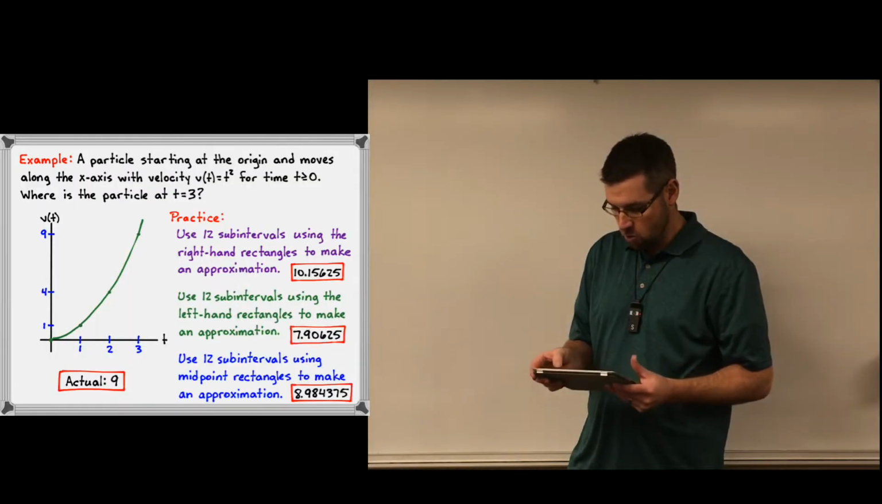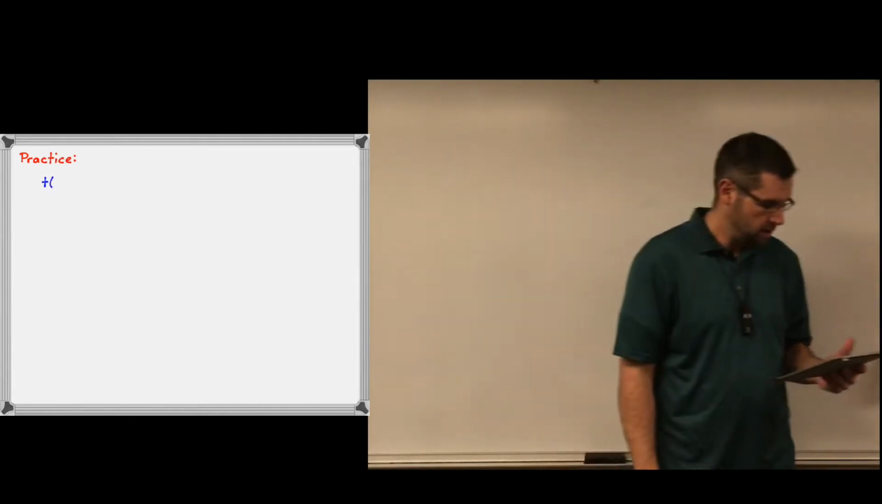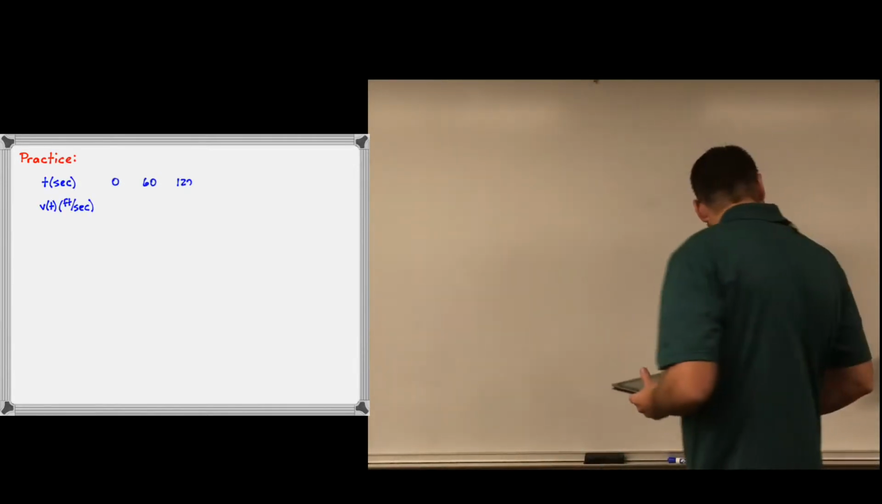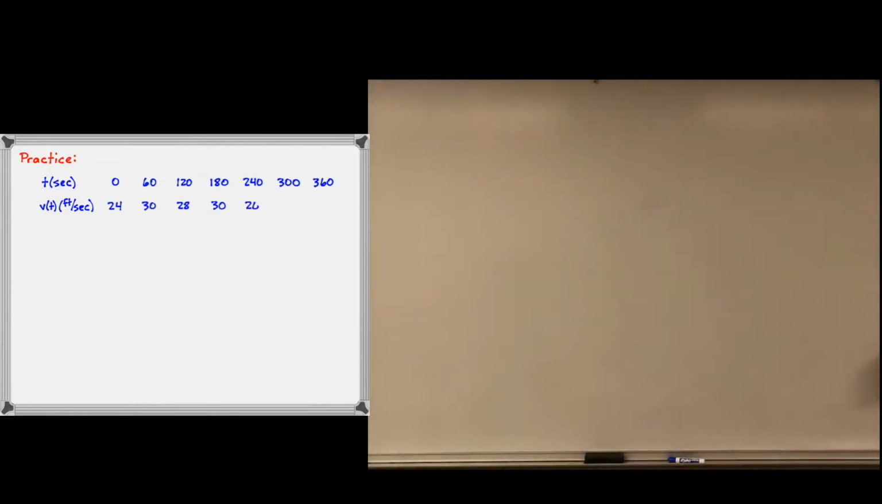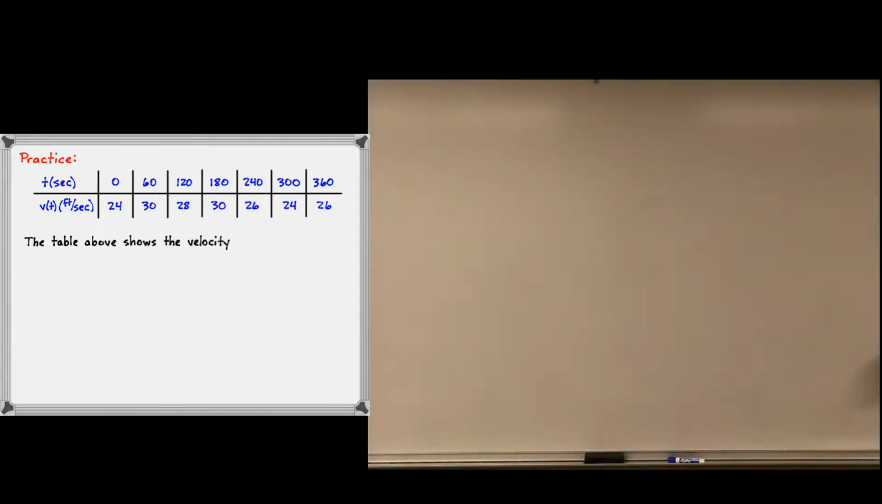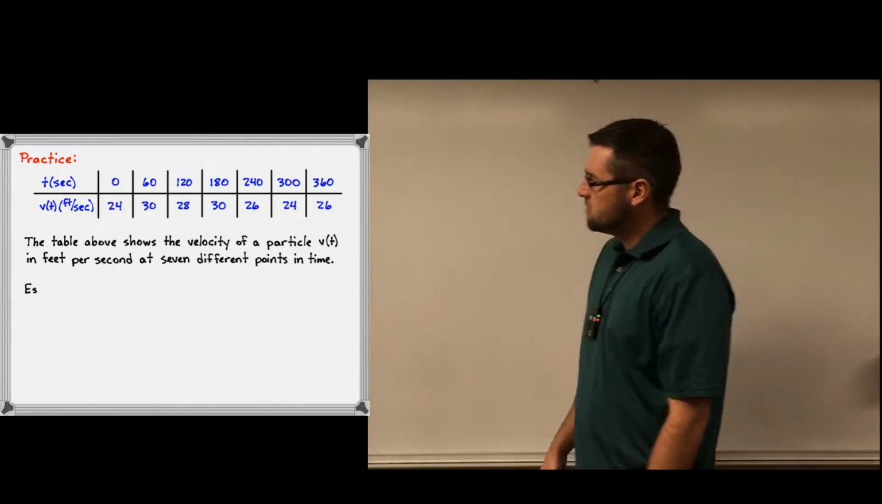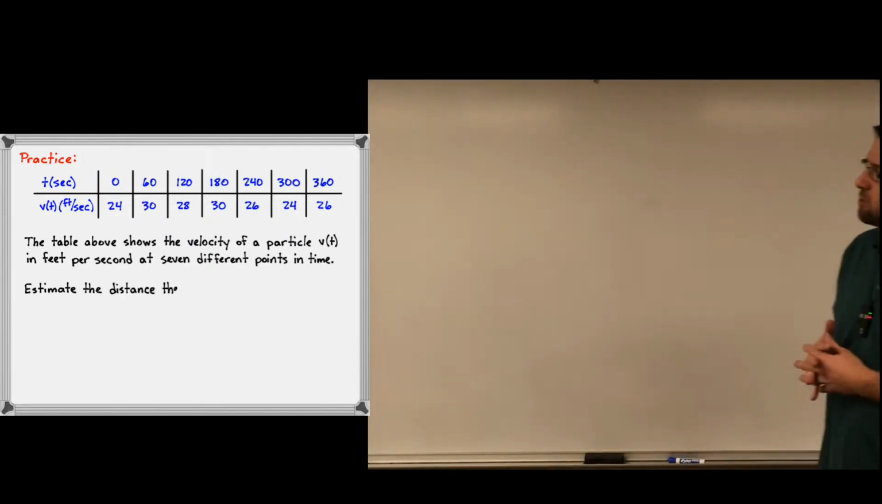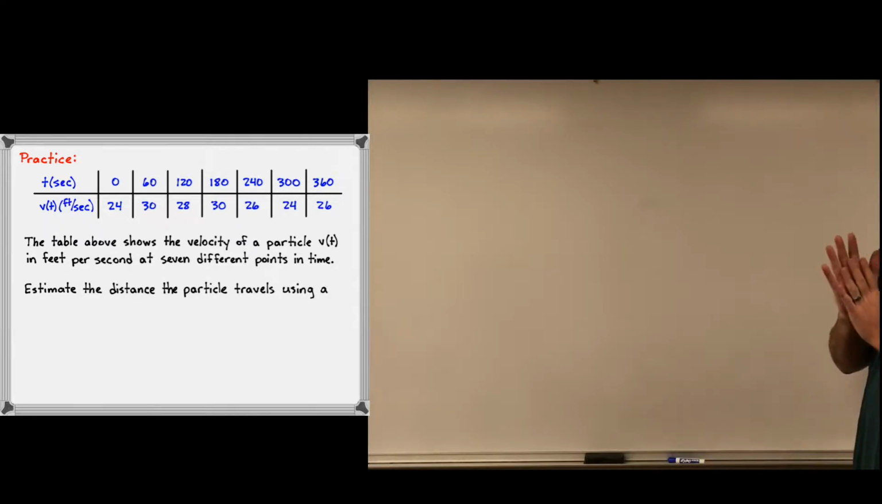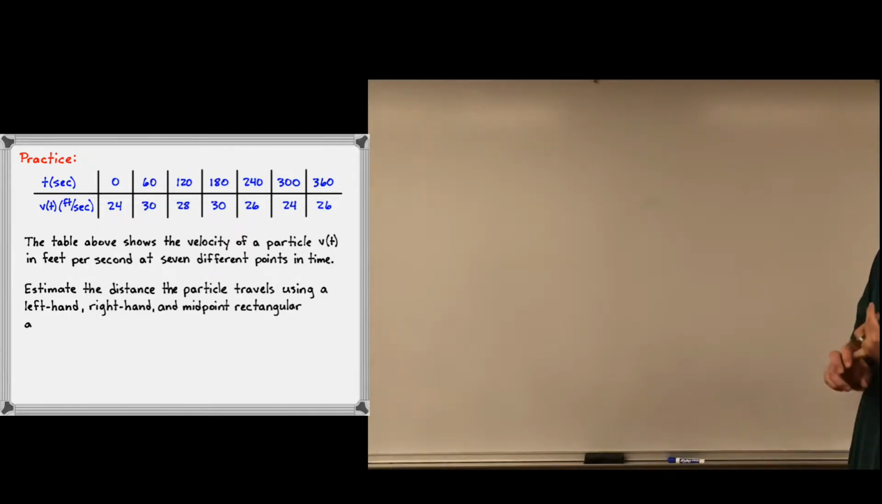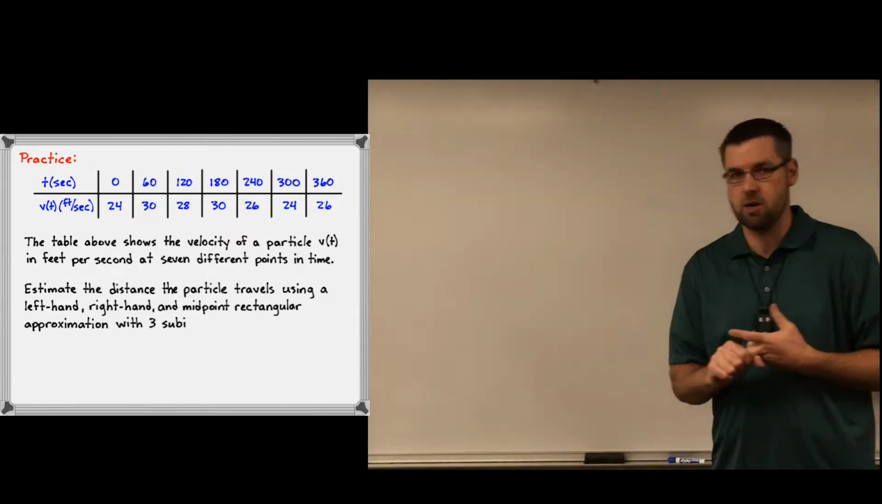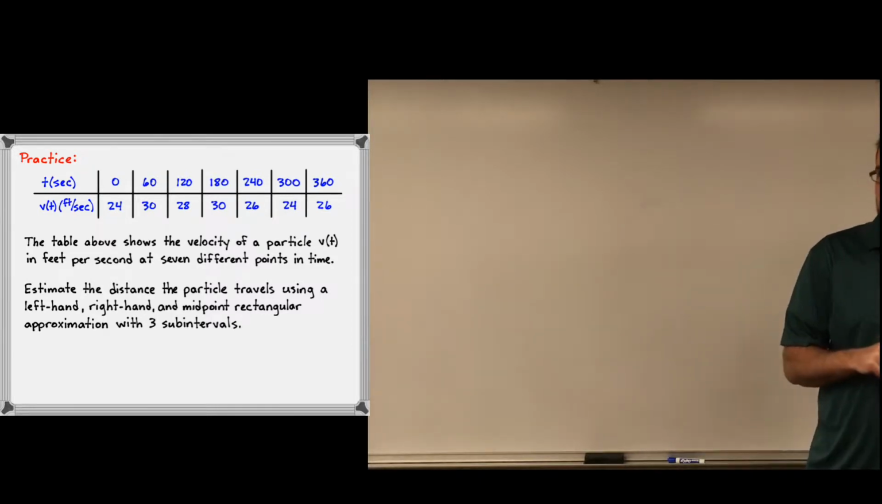Okay. I do want to cover one more problem from yesterday, I guess. It's dealing with exactly what we're talking about today. It doesn't matter. You can put it on today's notes. Okay. So same type of thing, but it's going to introduce the idea of LRAM, RRAM, and MRAM. So the table above shows the velocity, and it gives you units even. In feet per second, in seven different points in time. I want you to estimate the distance the particle travels using a left hand, a right hand, and a midpoint rectangular approximation. With 3 subintervals.